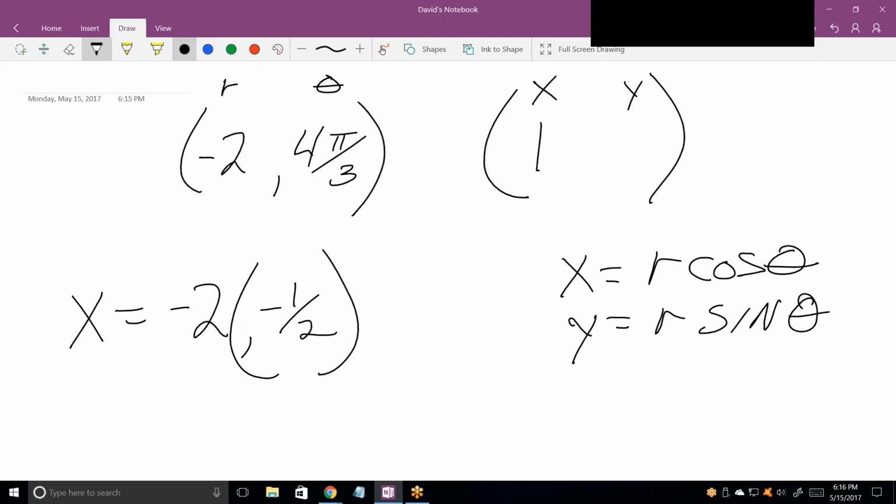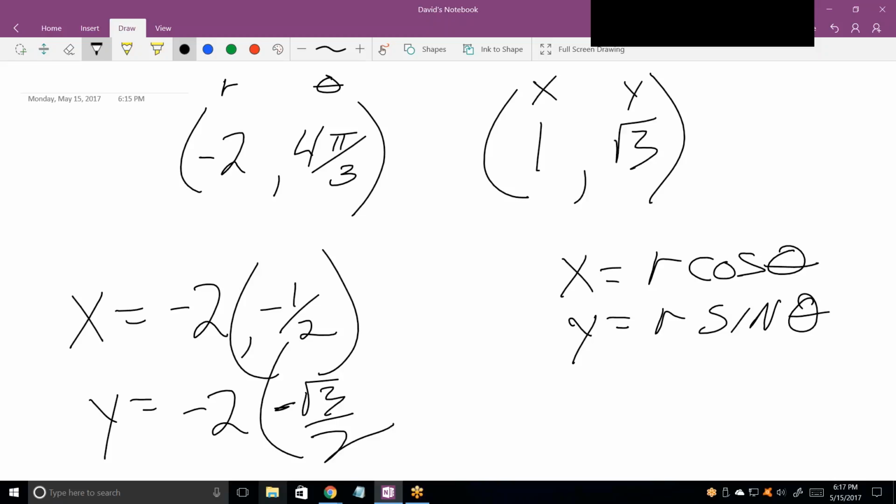What's the y-coordinate? Y-coordinate is minus 2 times sine of 4 pi over 3. What's the sine of 4 pi over 3? Negative root 3 over 2. So the y-coordinate is root 3. Now, let's see if that makes sense.